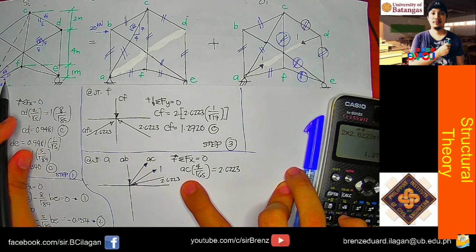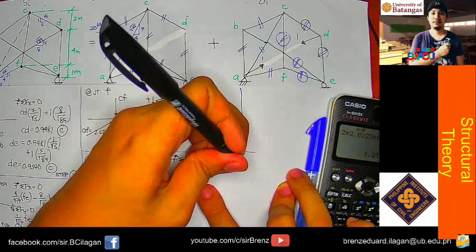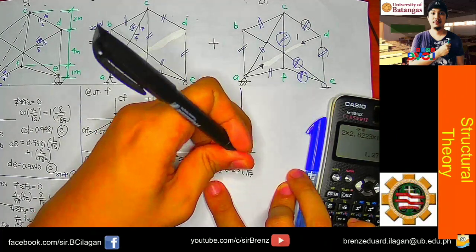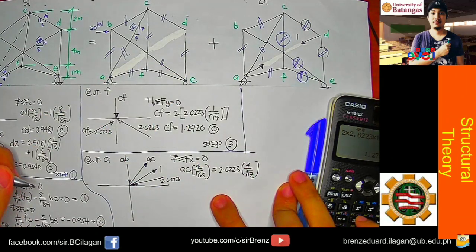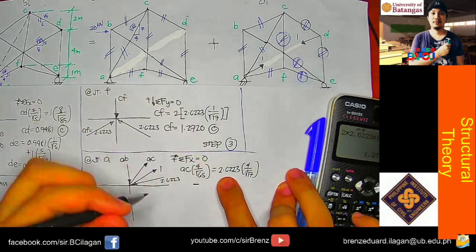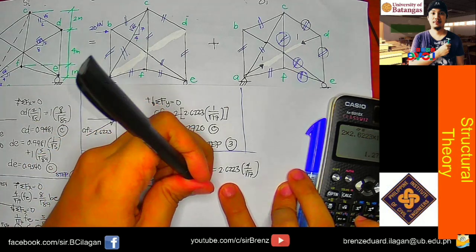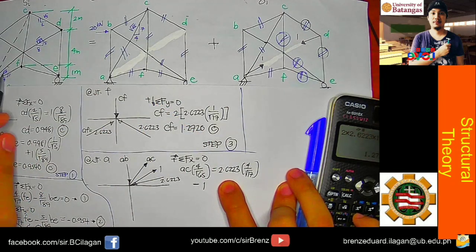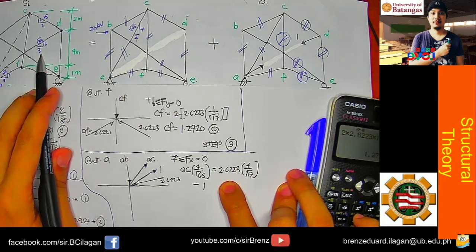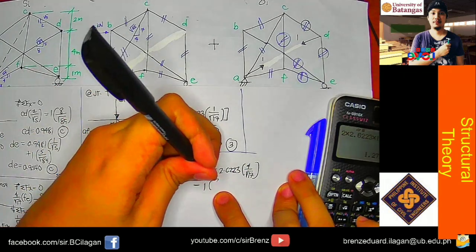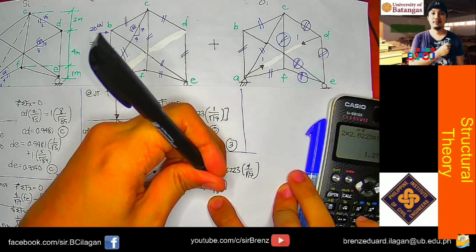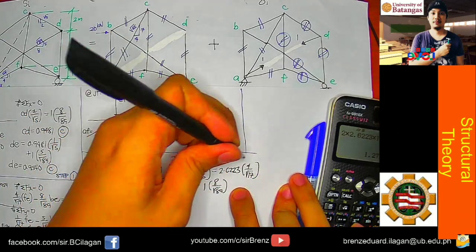AF times 4 over square root of 17, and then minus AF's... 1. So what is the slope of 1? It is 8 over square root of 89, so times 8 over square root of 89. So, ayan, this is just a continuation.